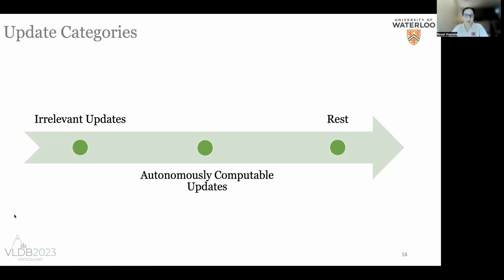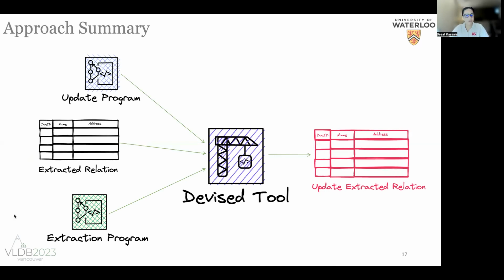Informally speaking, an update is irrelevant if applying the extractor to an updated document and to the original document produces identical relations. Our research is on autonomously computable updates, which I will get into in the next slides. We built a tool to determine autonomously computable updates. Our approach is based on static analysis of programs that is independent of the database size.